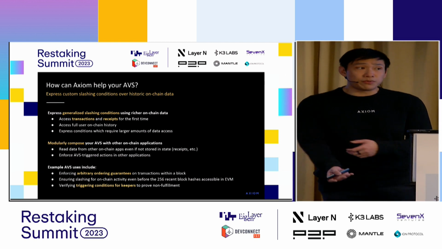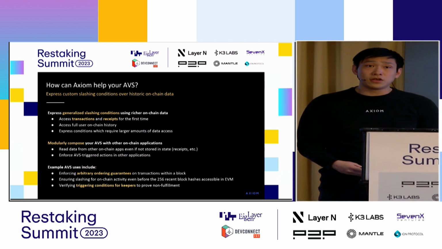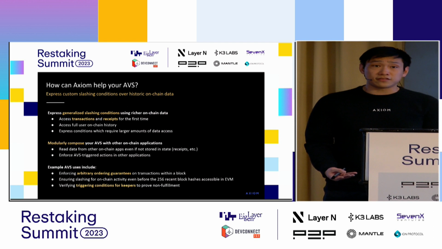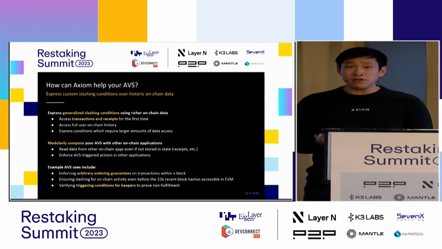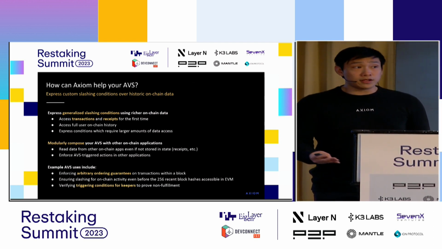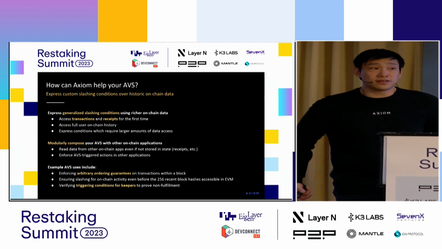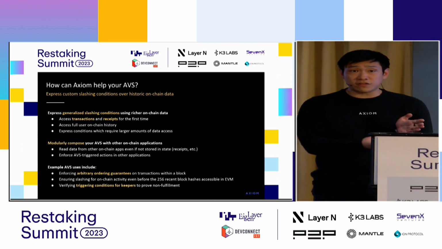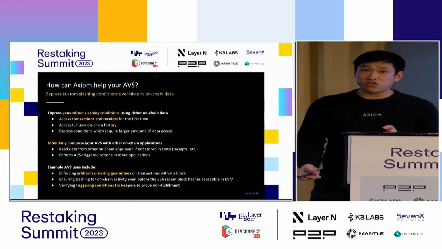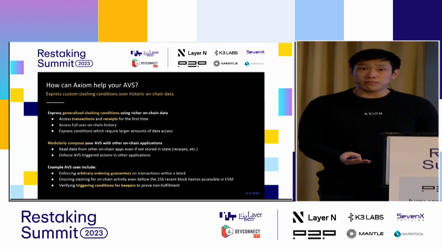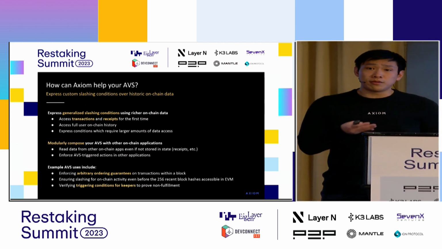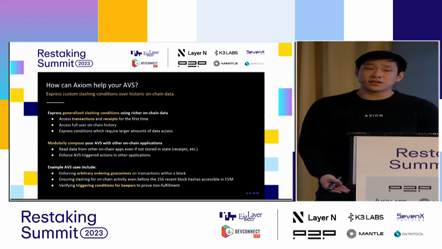So just a couple examples of types of conditions you can impose using Axiom. We can allow you to constrain transaction ordering within a block in a totally custom way. So you can access details about the first transaction of the block, the last transaction, or any transaction in between. And we also allow you to mix and match transaction indices and block numbers.